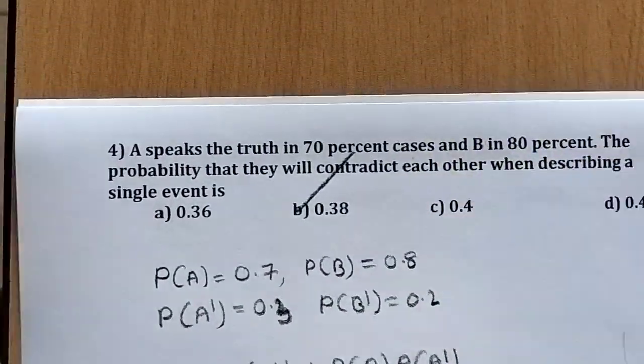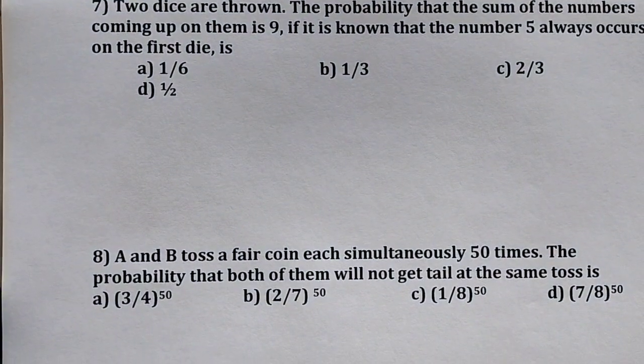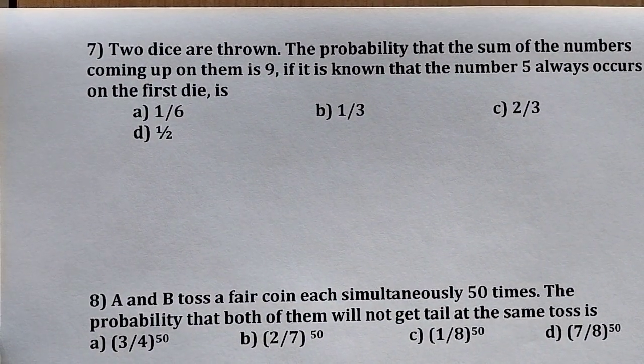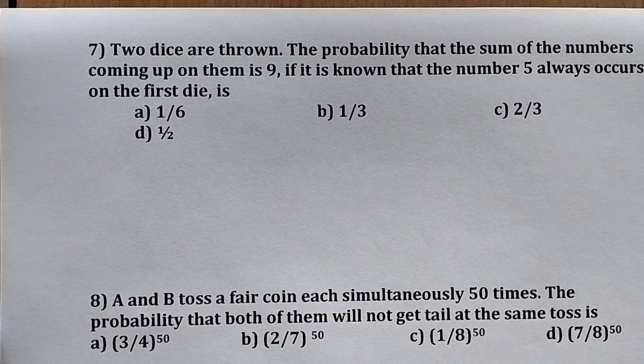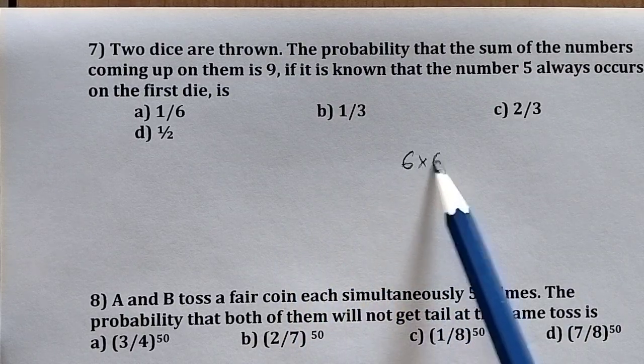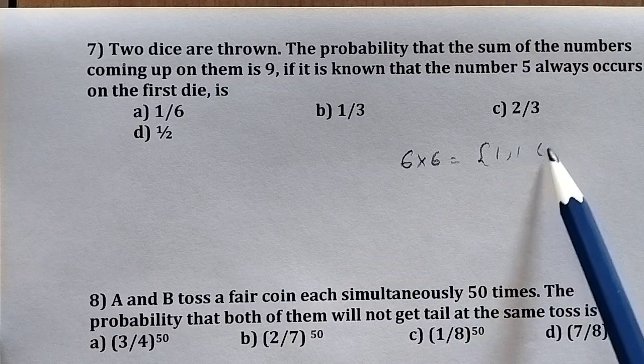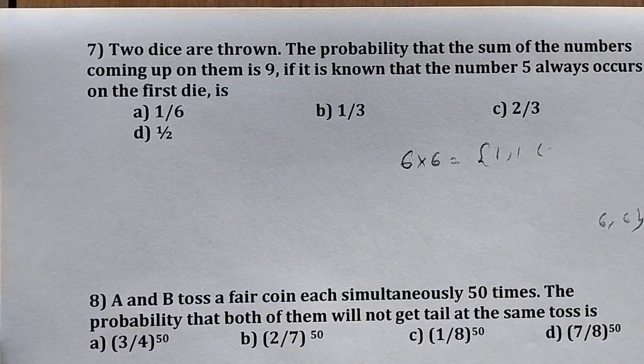Okay, now next question number 7. Two dice are thrown. The probability that the sum of the numbers coming up on them is 9, if it is known that the number 5 always comes on the first die. This is the conditional probability. We can't take all outcomes while throwing 2 dice at a time. Actually, while throwing 2 dice at a time, total outcomes are 6 into 6. We all know that. Those are like 1 comma 1, 1 comma 2 and so on, 6 comma 6. Totally 36 outcomes we get.